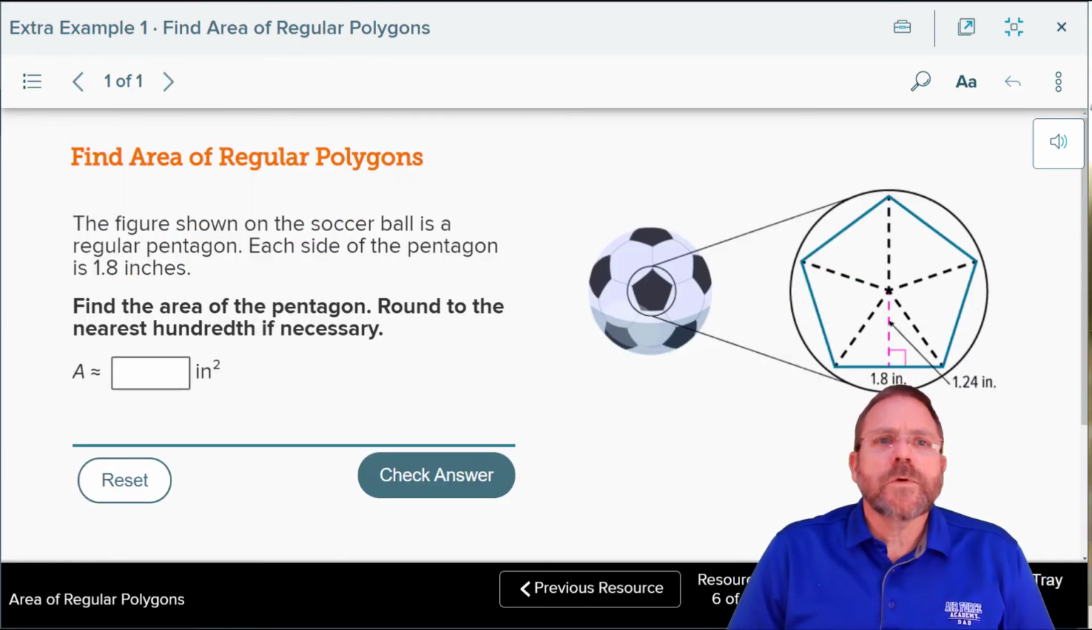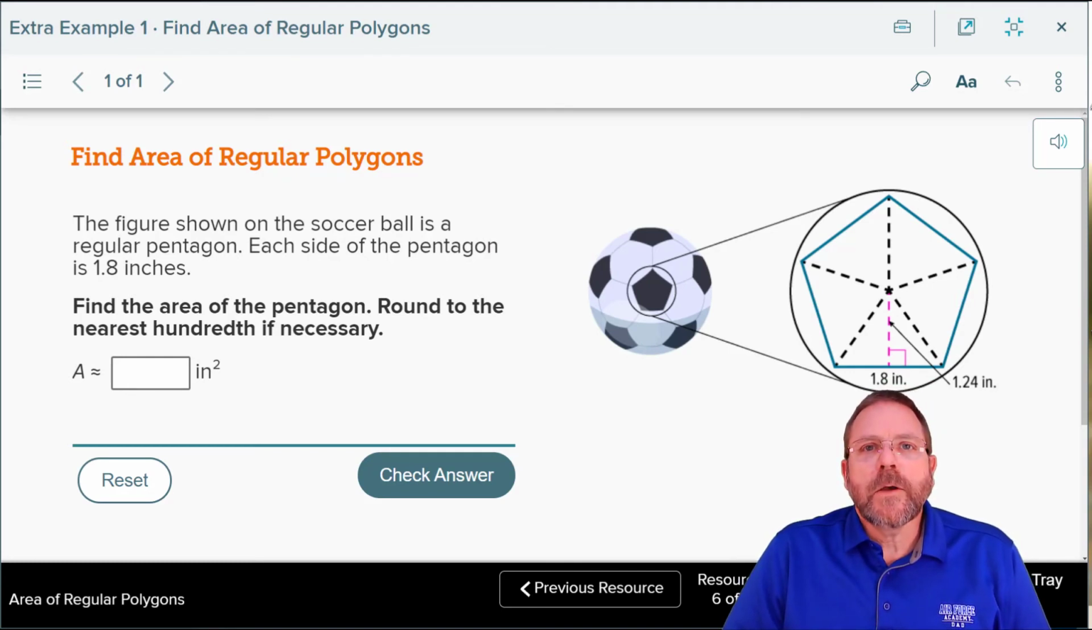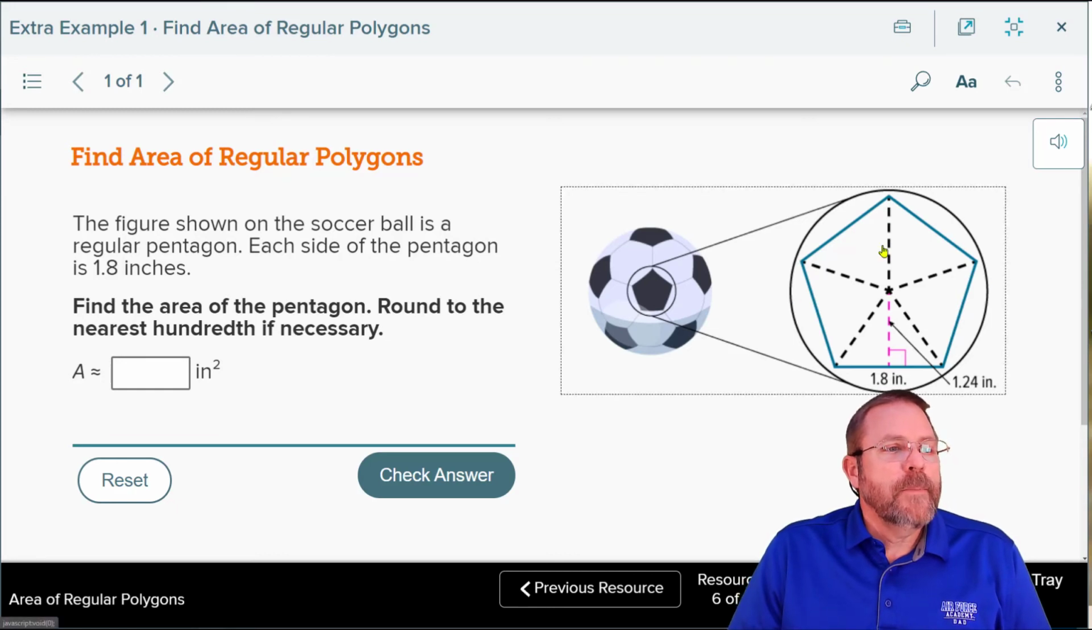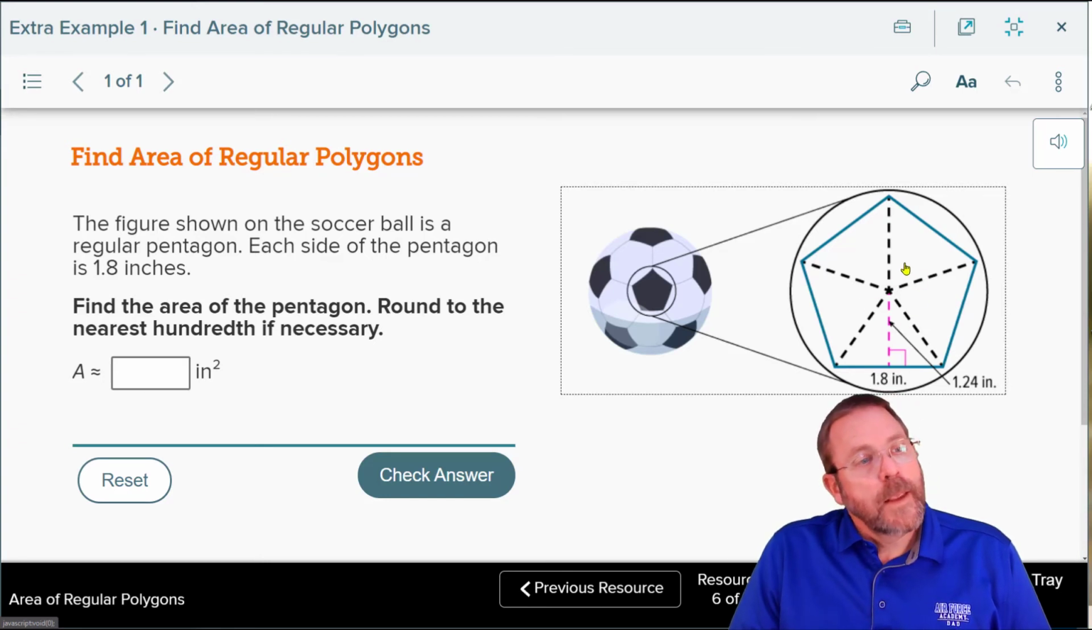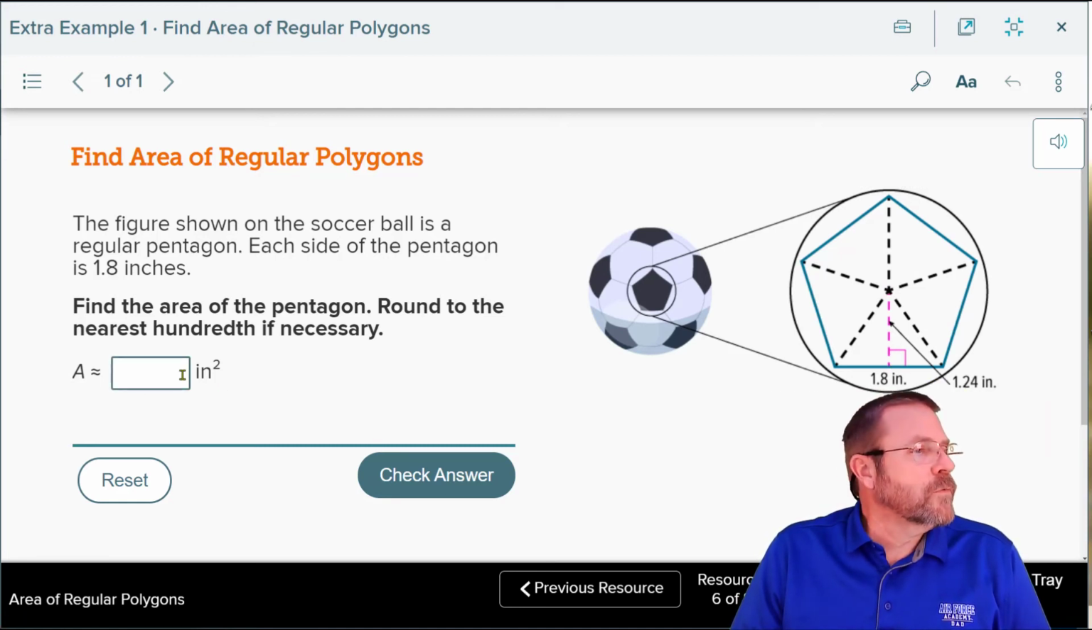Once again, it's going to be your turn to work a problem where we're looking at a pentagon that is one of the little tiles used to make up a soccer ball. They also went ahead and gave you a pretty map of that pentagon showing you that each piece can be divided into 5 triangles. Each of those 5 triangles are going to have a base of 1.8 inches and a height of 1.24 inches. You go ahead and work through the problem to find out the area of each pentagon, and they said to round your answer to the nearest hundredth if necessary.